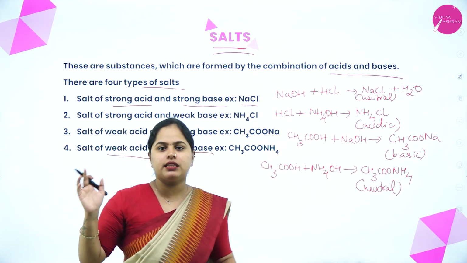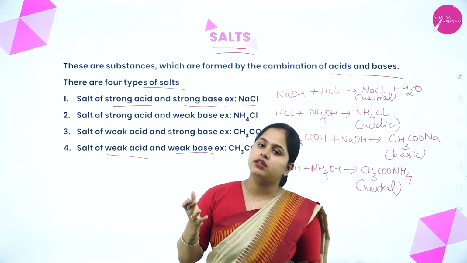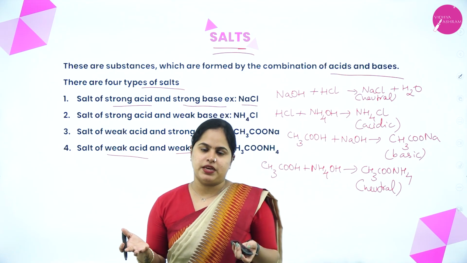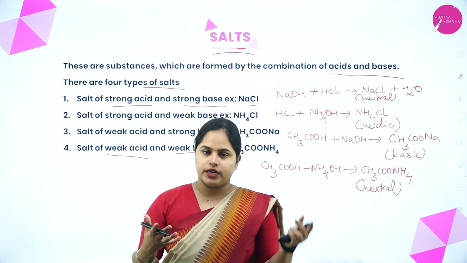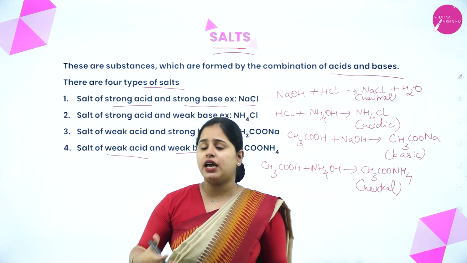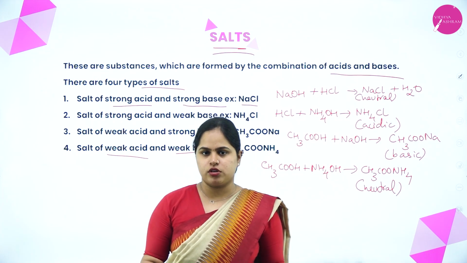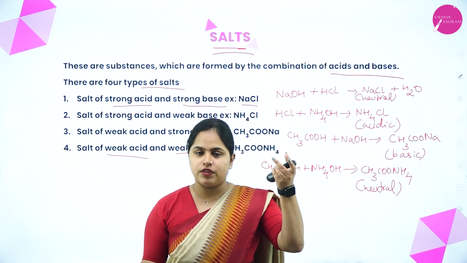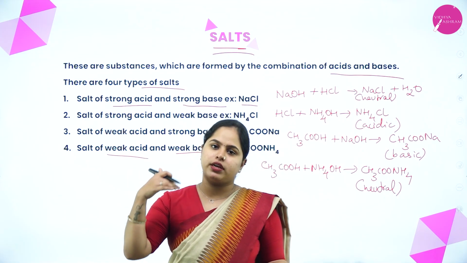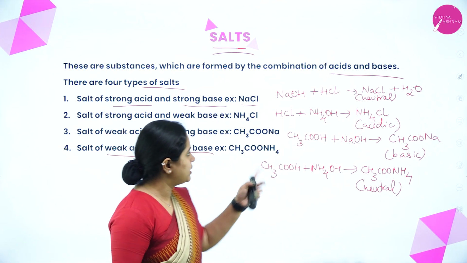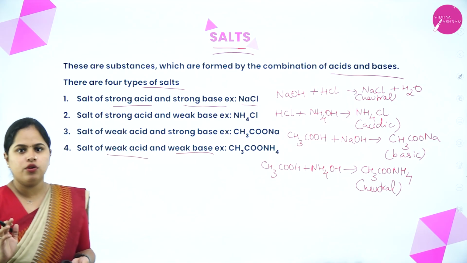So I hope it is clear. These are the 4 salts based on the strength of the acid and base. If both are strong, that is strong acid and strong base, you will get a neutral salt. If it is a weak acid and weak base also, you will get a neutral salt. If it is a strong acid and weak base, you will get an acidic salt. If it is a weak acid and strong base, you will get a basic salt. And one example each of it is clear for you, I guess.